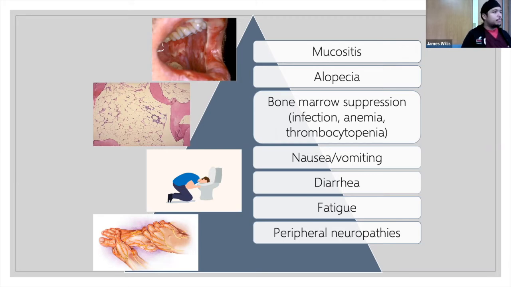bone marrow suppression, which is why, oftentimes if we ever are seeing a chemotherapy patient in the ED, we're most likely always going to get labs to rule out any underlying infection, anemia, thrombocytopenia as a result of that as well. Like I said, the nausea, vomiting usually comes from stimulating the chemoreceptor zone in the medulla, and that can lead to sometimes intractable nausea, vomiting. A lot of these patients will suffer from that.